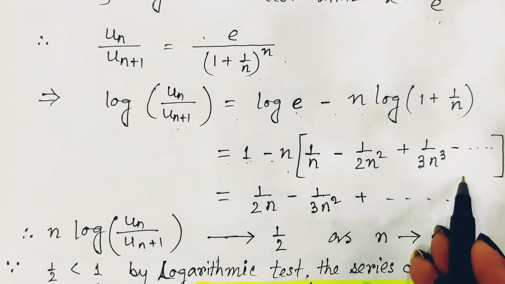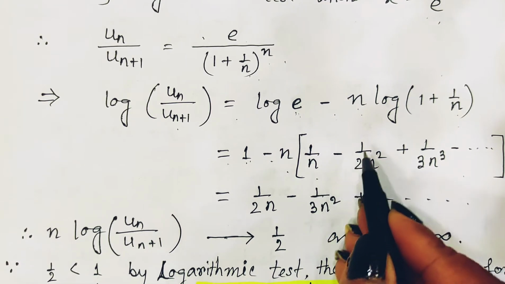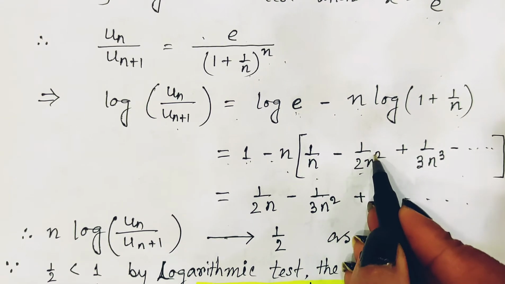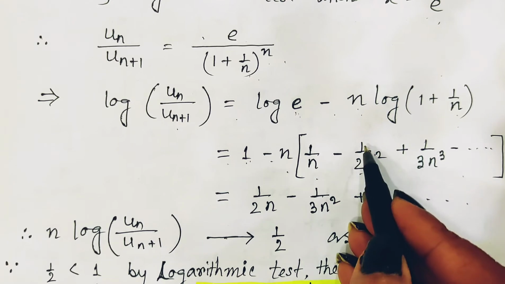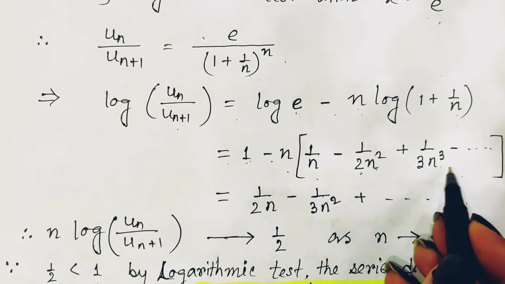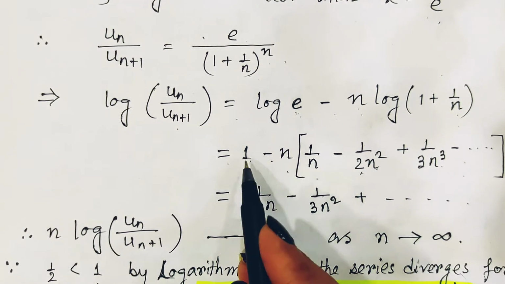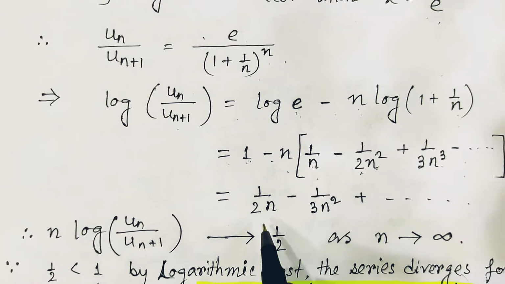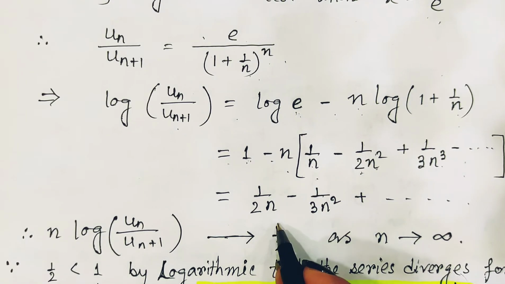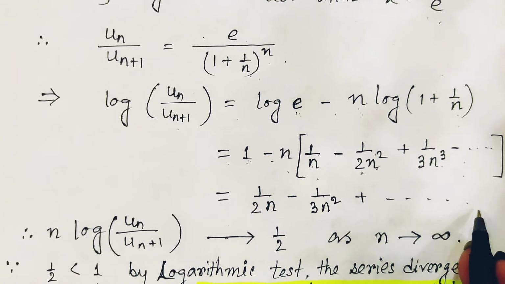If we expand this one, then its value is 1 by n minus 1 by 2n square plus 1 by 3n cube minus and so on. So in this way, if we proceed, these two terms cancel out, and finally we will find 1 by 2n minus 1 by 3n square plus the rest of the terms.